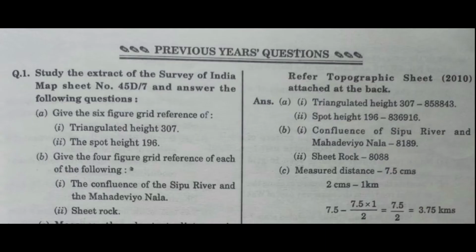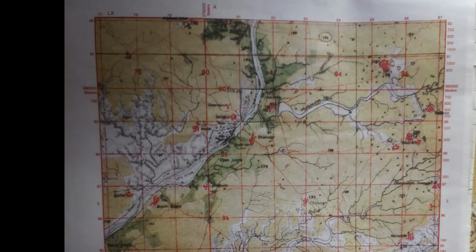Another question, give the 4-figure grid reference of each of the following. The question is the confluence of Sippu river and Mahadevyo Nala. Which is the joining point of these two regions. There also we have to find the grid reference. So look at the map. Here you can see the Sippu river and this region, their confluence is in this grid. Here what will be the answer?